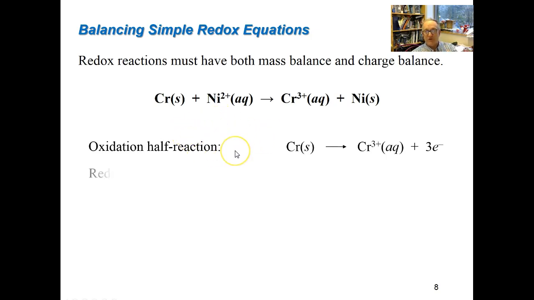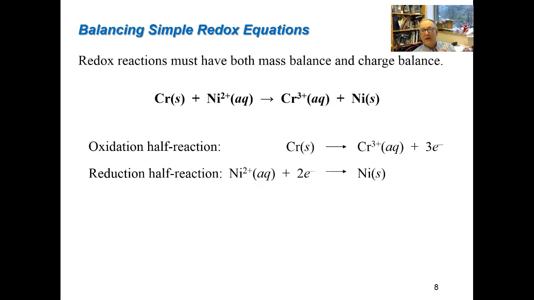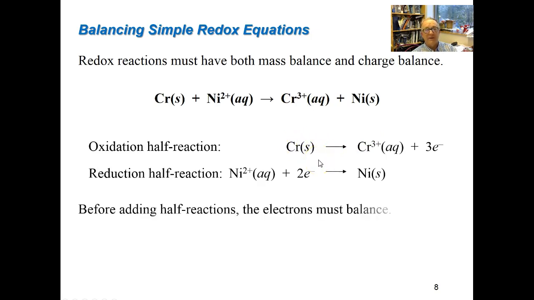The reduction half reaction is nickel 2+ going to nickel solid. To get this to be electrically balanced, or charge balanced, on both sides, we have to add 2 electrons to the reactant side. So far, so good. So the atoms are going to balance, but our charges still aren't going to balance.